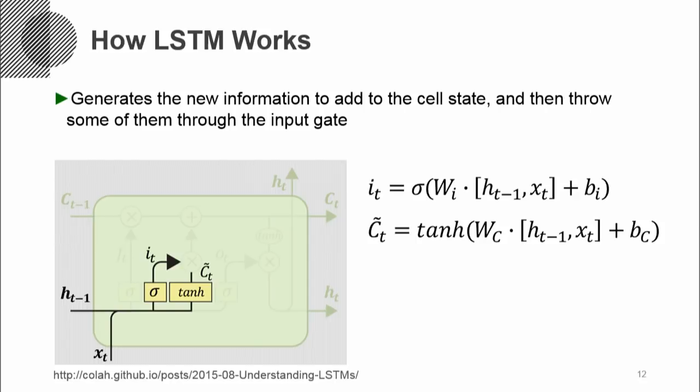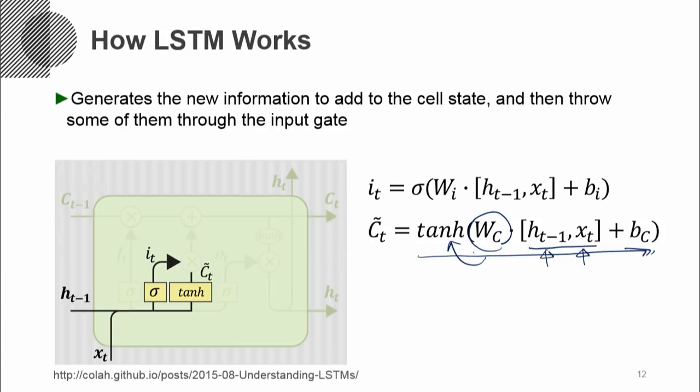The next step is to generate the information that we have to add to the previous cell state information. Given the previous hidden state vector and the current time step's input vector, we go through some linear transformation with some bias and go through this tanh nonlinear layer. So it can be viewed as the step of generating the hidden state vector in the original RNN, but this is only the additional information that we have to add to the previous cell state information.